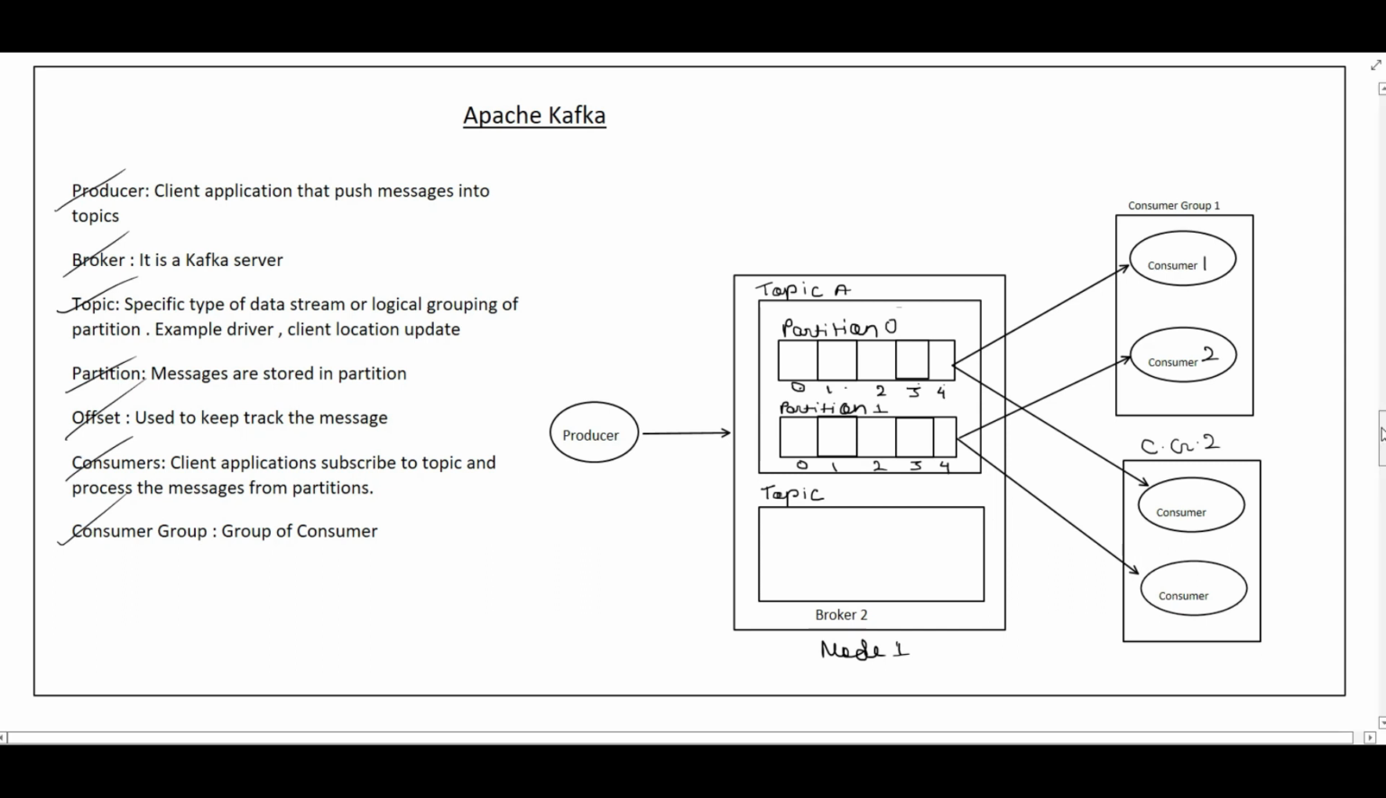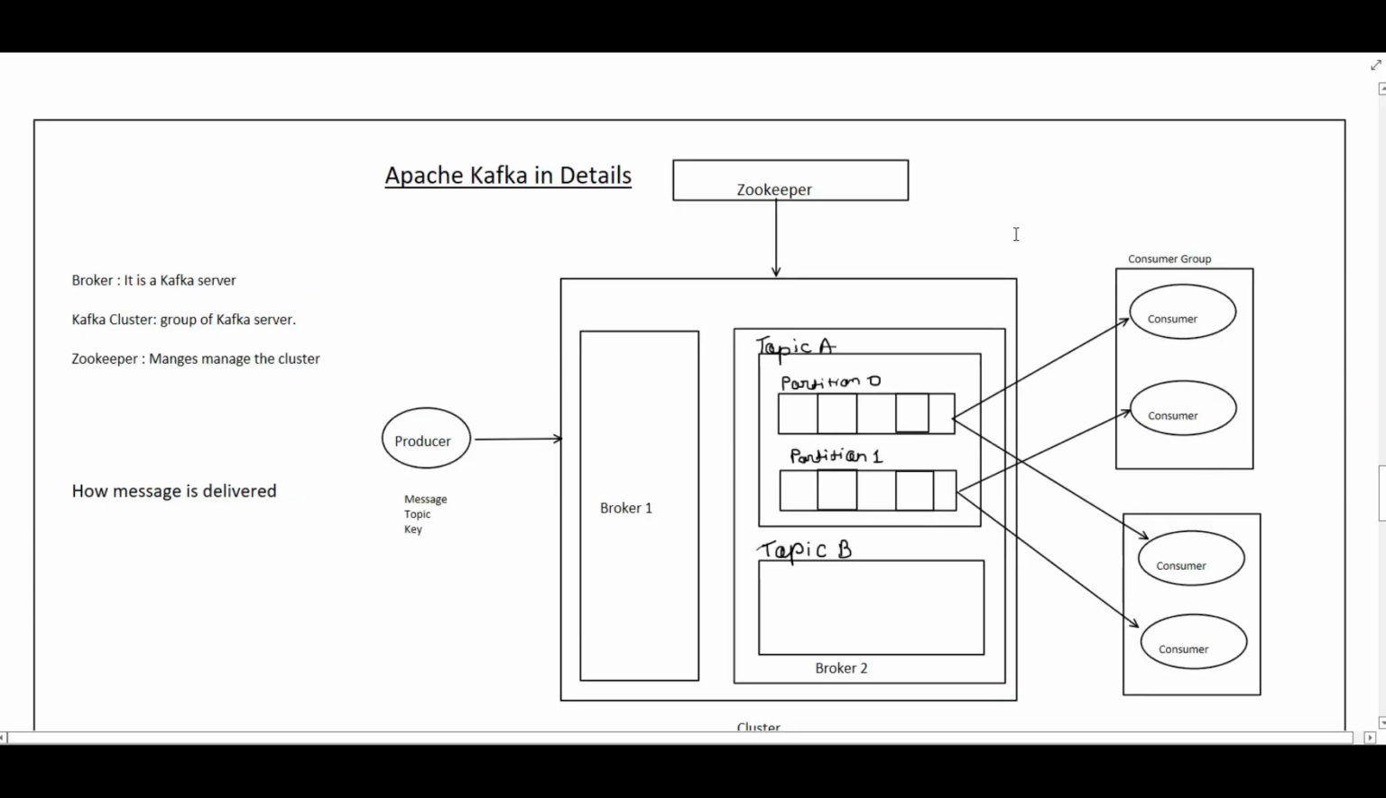So let's understand deeper. In the previous slide we have seen this particular broker. In the broker we'll have multiple topics, and within the topic we have partitions, and these partitions will be subscribed to by the consumer, and the group of consumers we call a consumer group, right? So these things we know now. And we have multiple brokers, right? So broker 1 and broker 2 will form an Apache Kafka cluster, and this cluster will be managed by ZooKeeper.